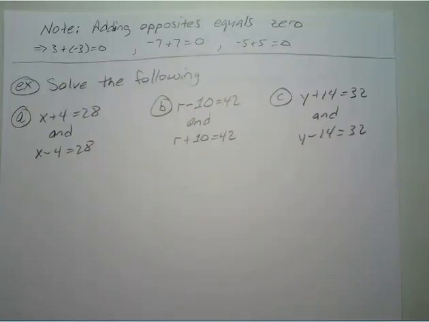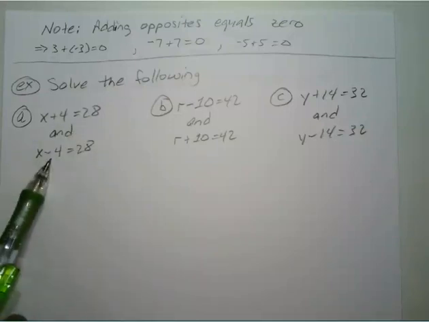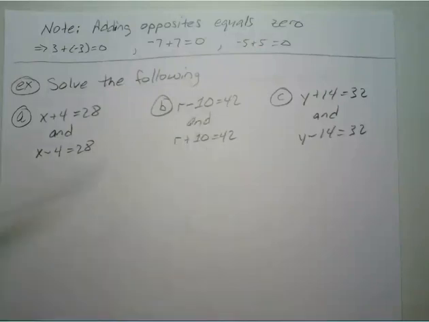All right, so let's look at the following problems. For problem A, we have x plus 4 equals 28 and x minus 4 equals 28. For problem B, we have r minus 10 equals 42 and r plus 10 equals 42. And for problem C, we have y plus 14 equals 32 and y minus 14 equals 32. You want to solve for the unknown variables.